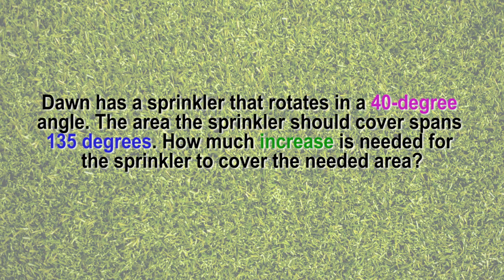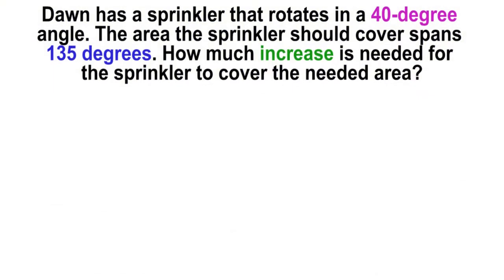Dawn has a sprinkler that rotates in a 40-degree angle. The area the sprinkler should cover spans 135 degrees. How much increase is needed for the sprinkler to cover the needed area? There are different strategies for solving this. One recommended strategy is to model the problem by sketching the angles in the problem.